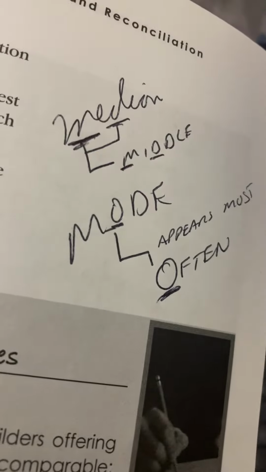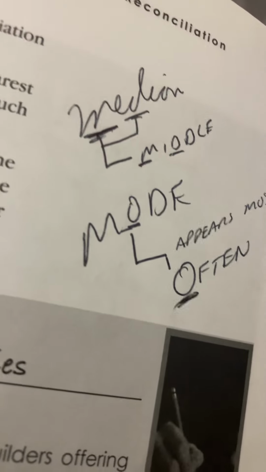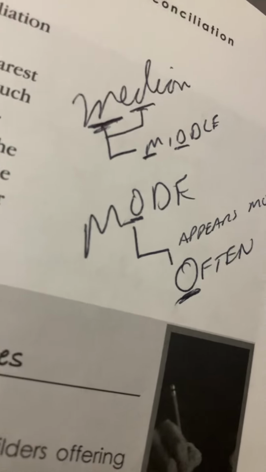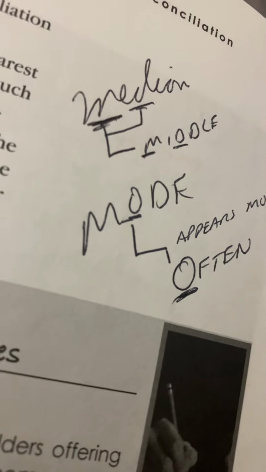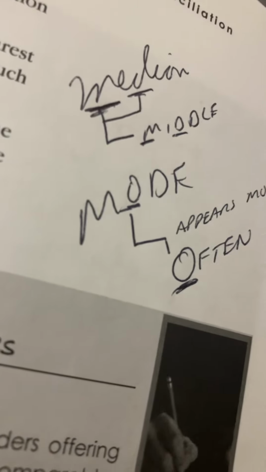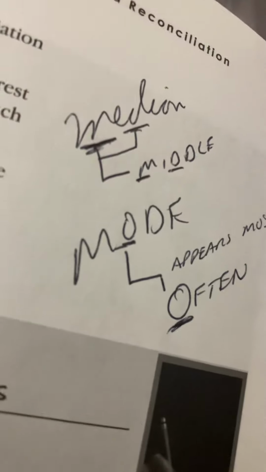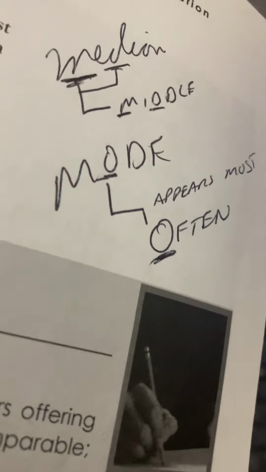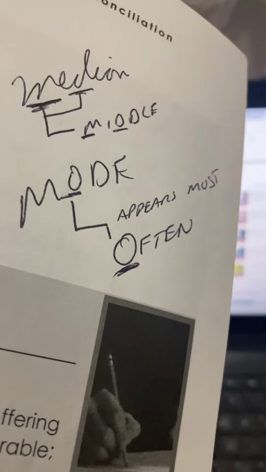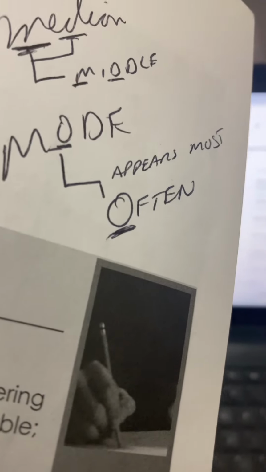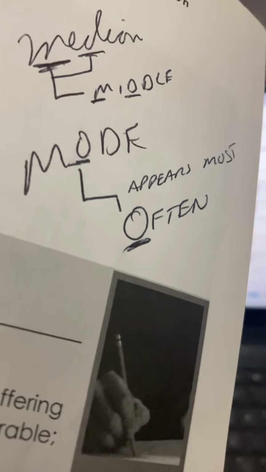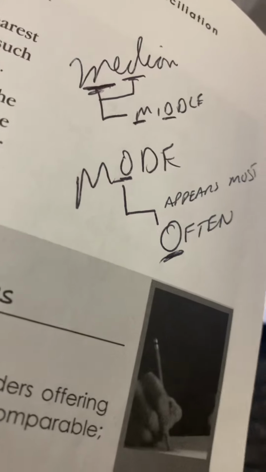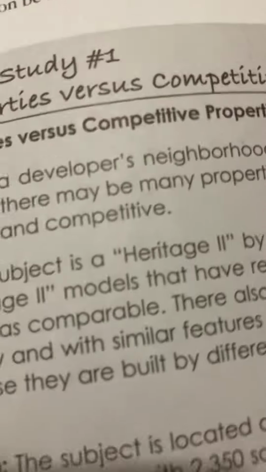Here's an extra notes. Median, you take the M and the D and you can put those in the word middle, M-I-D-D-L-E. So when you think of median, think of the middle. The M and the D are your hints. For your mode, the O is your hint because there's an O in often. Appears most often. When you see that O, think of often. And bracketing can get ridiculous.